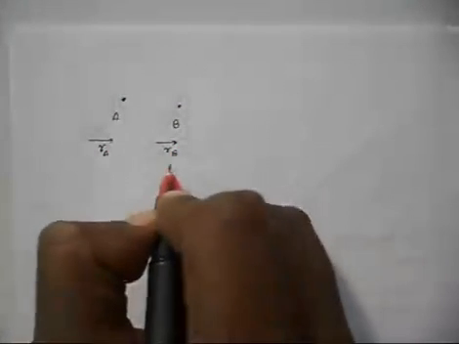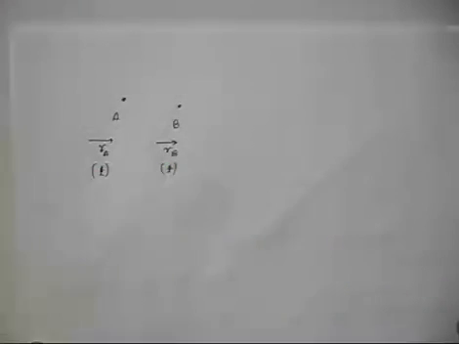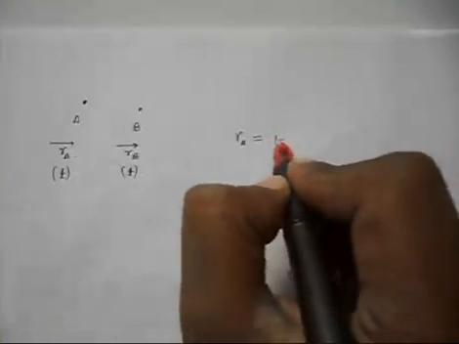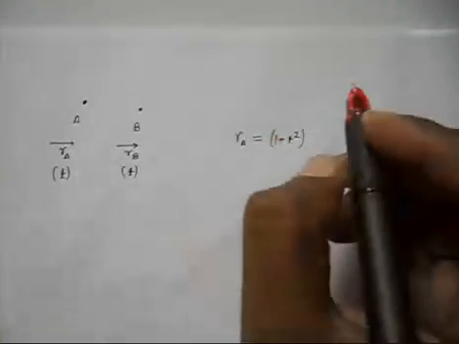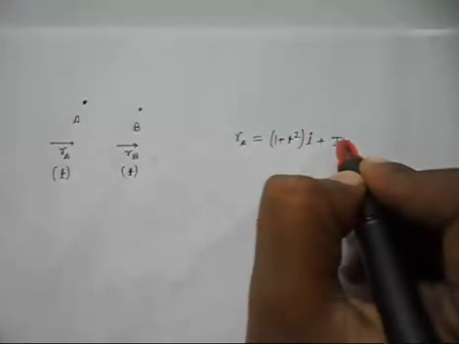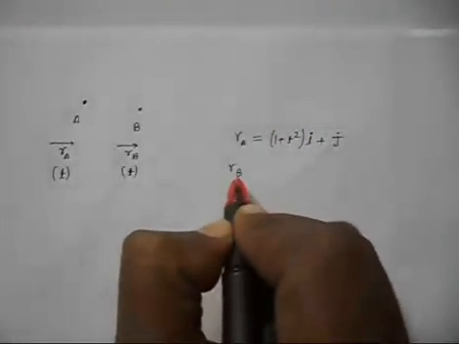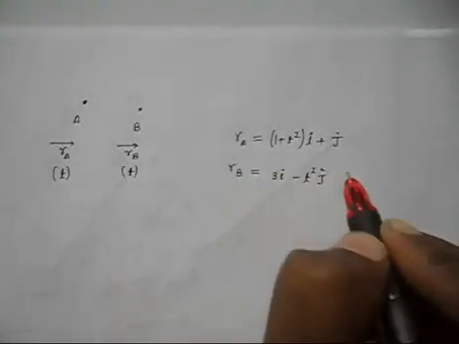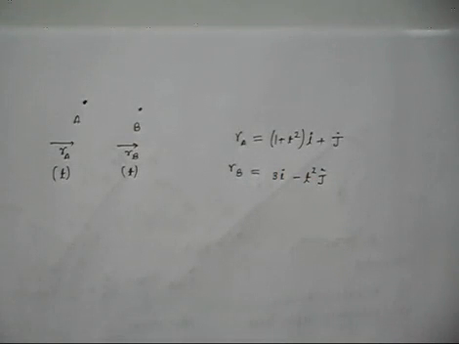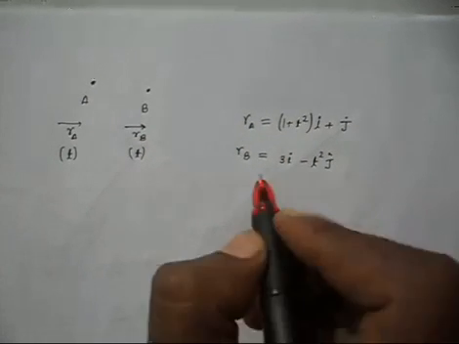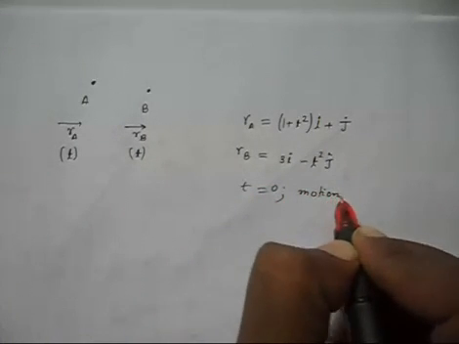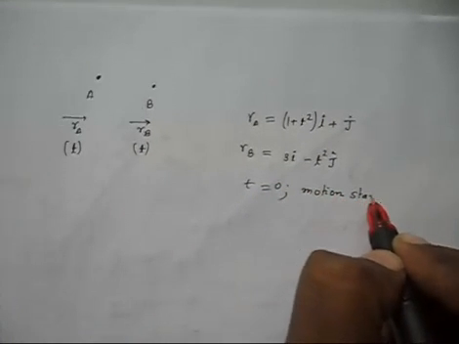at time t. So this position vector is given at time t, where RA is basically given by (1 plus t square) i plus j, and RB is given by 3i minus t square j. So RB is given. Both particles start moving at t equals to 0. Motion starts at t equals to 0.